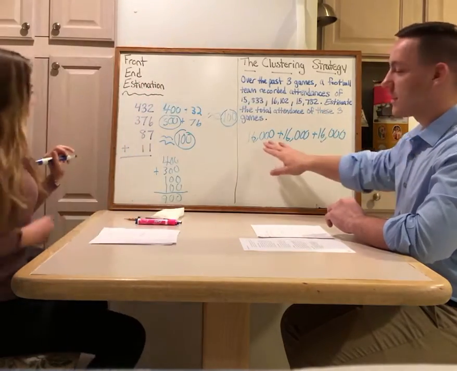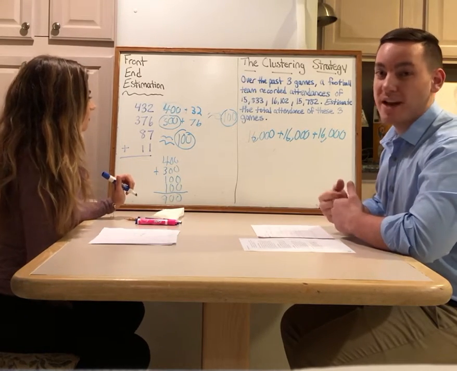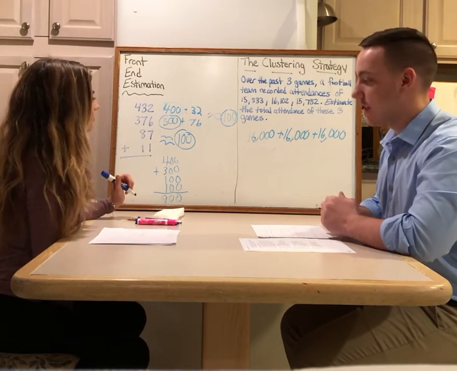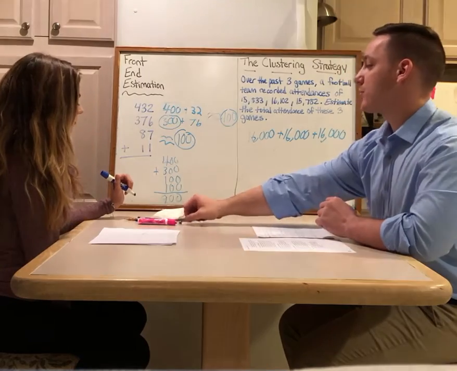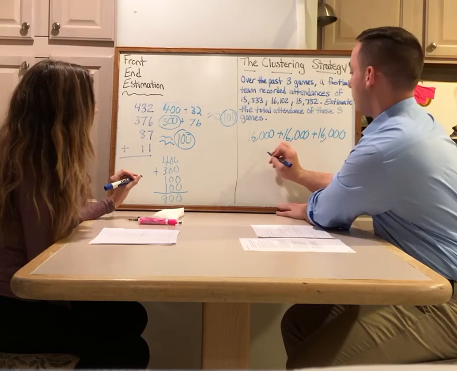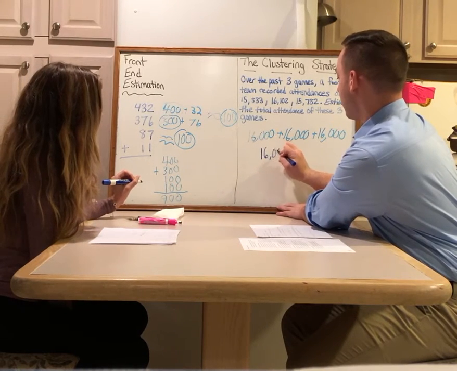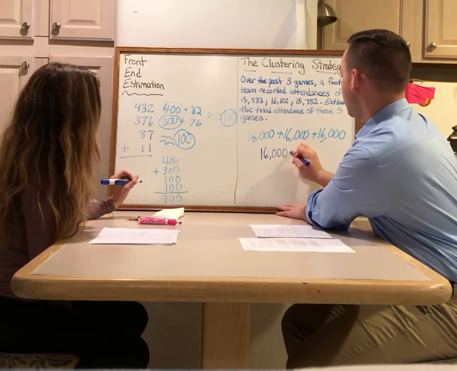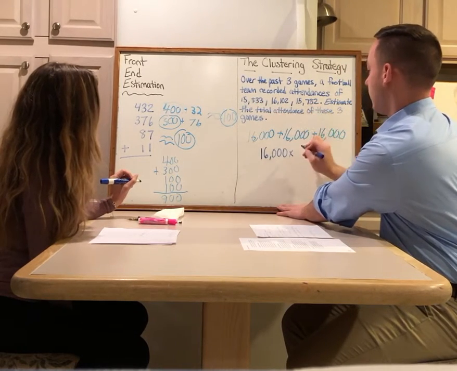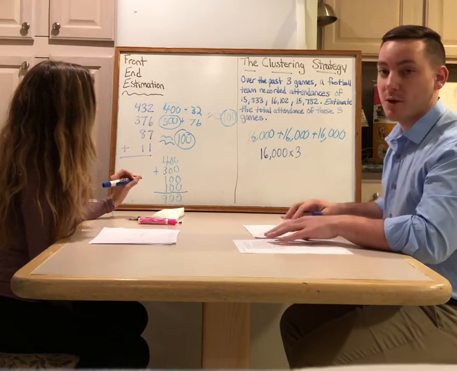Now, if you notice, we have 16,000 plus 16,000 plus 16,000. What we're doing is we're adding 3 copies of 16,000. So I would say that the best way to do that, if we have 3 copies of the same number, would be to solve using multiplication. So we'll get 16,000 times the 3 games that are all around that number, 16,000.